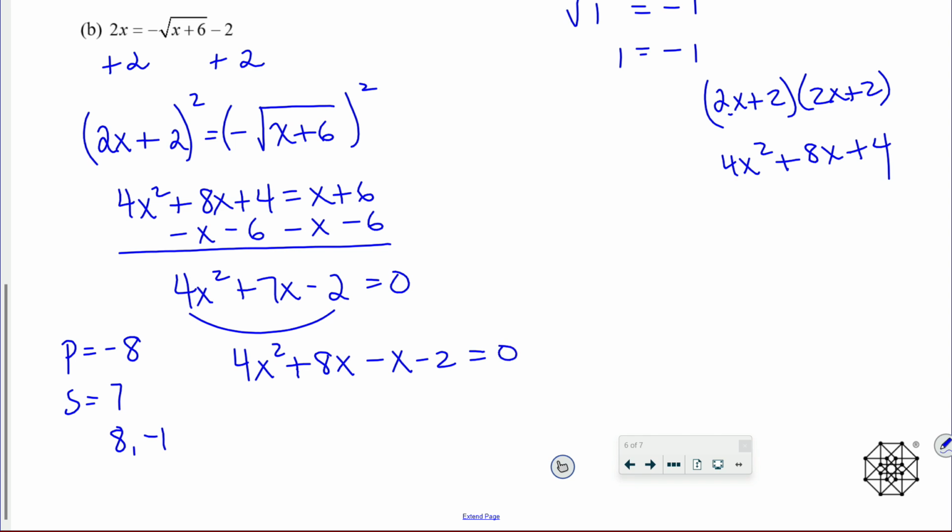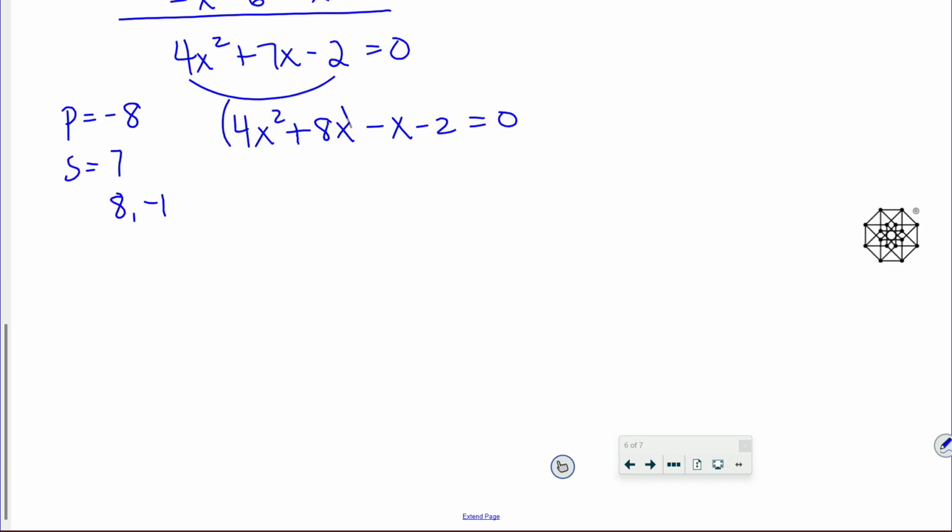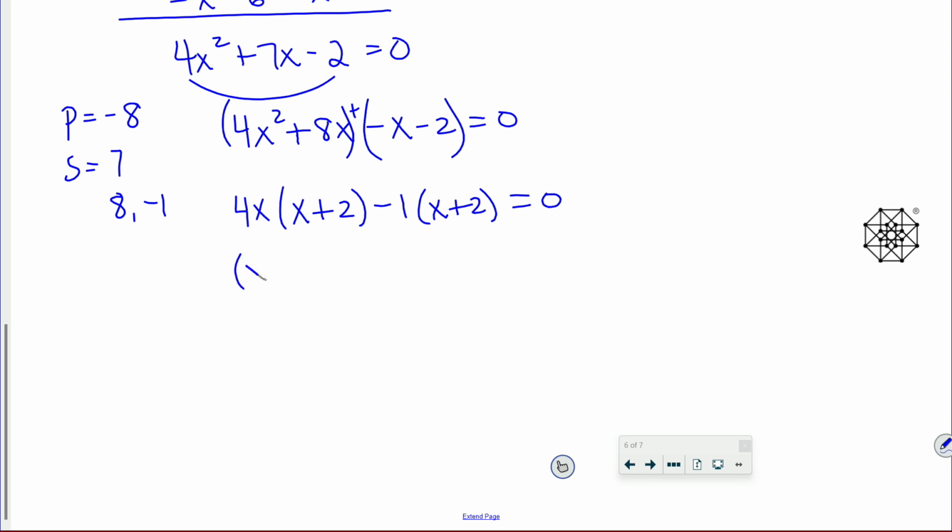Okay, I can now do factoring by grouping. Put a little plus there. I'll pull a 4x out of here and I'll be left with x plus 2. I'll pull a negative 1 out of here and also be left with x plus 2. So I can then factor that as x plus 2 times 4x minus 1.